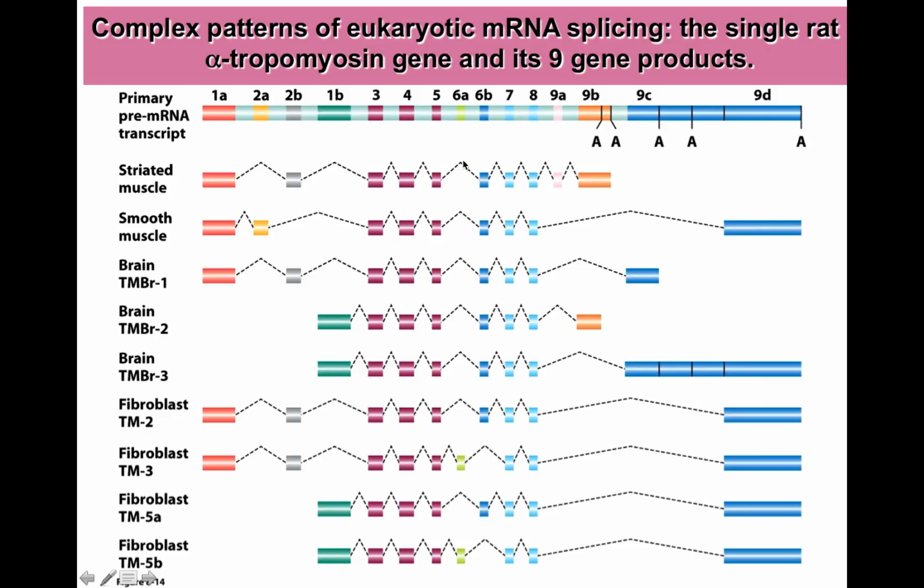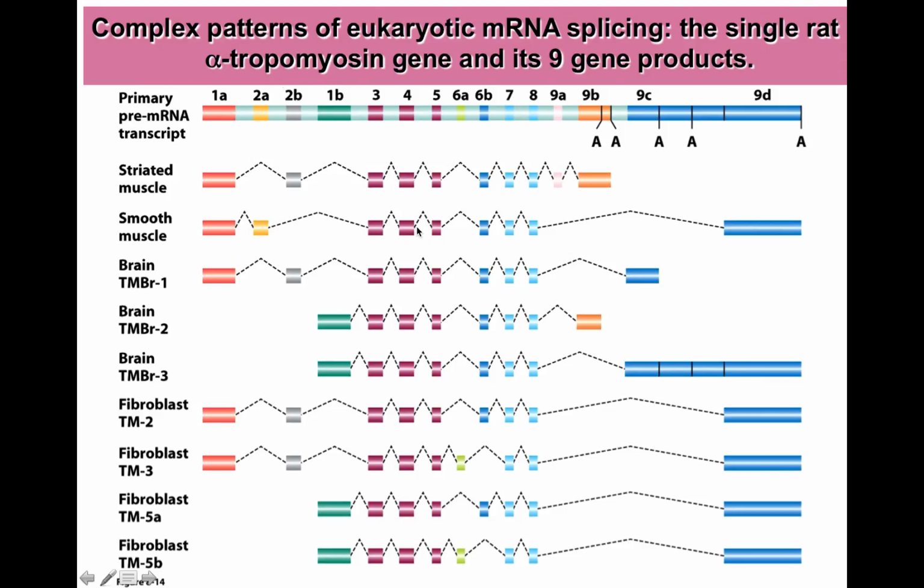And for striated muscle, also we're going to skip over exon 6A, keep exon 6B. We'll keep 7 and 8. We'll keep 9A and 9B. And that's it, but not 9C or D. Okay, that's the end of the protein for the striated muscle version of alpha-tropomyosin.